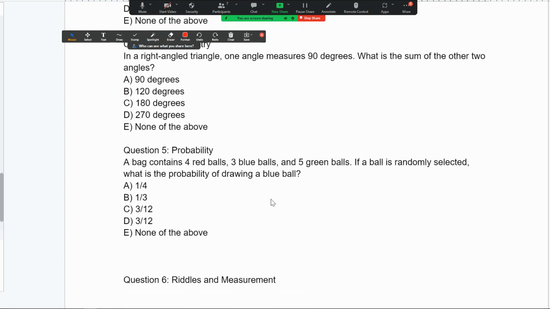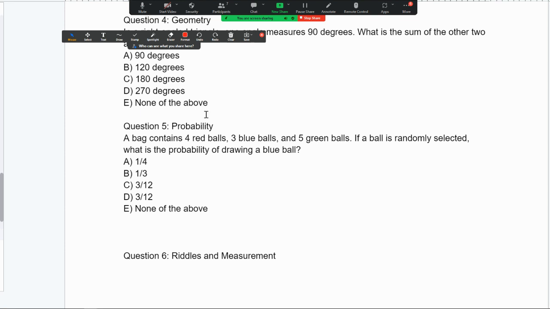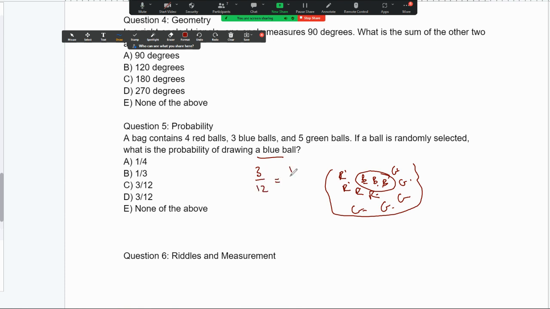Okay, question 5. Probability, a bag contains 4 red balls. Okay, so let's get a bag going here. We've got 4 red balls in here. We've got 3 blue balls. We've got 5 green balls. If a ball is randomly selected, what is the probability of drawing a blue ball? Well, we've got 3 blue balls out of the total 1, 2, 3, 4, 5, 6, 7, 8, 9, 10, 11, 12. So 1 out of 4. Final answer here will be A.